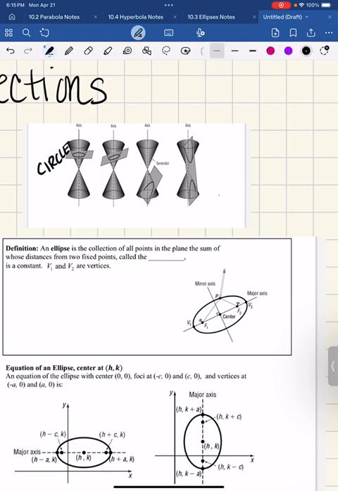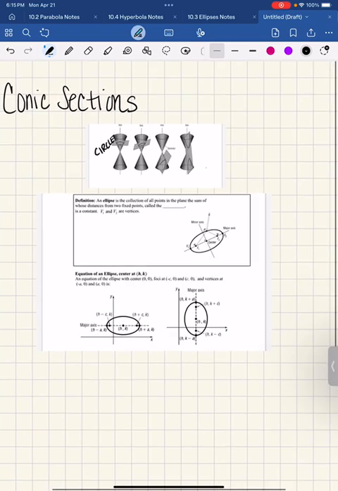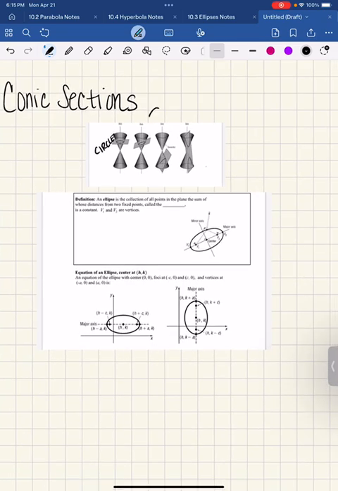So the first one is a circle, and then this next one is an ellipse. And an ellipse is a fancy way of saying it's an oval. And then we have a parabola, and then this last one is called a hyperbola, and it's essentially two parabolas going in opposite directions. Okay, so today we're going to look at the ellipse.